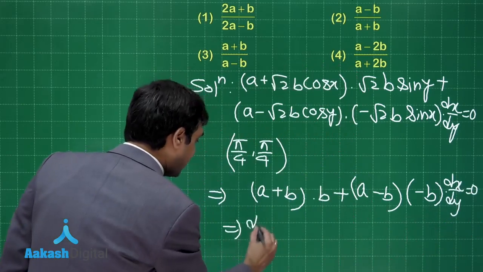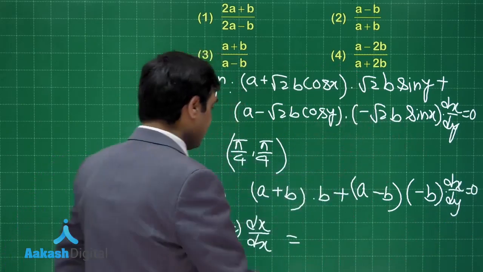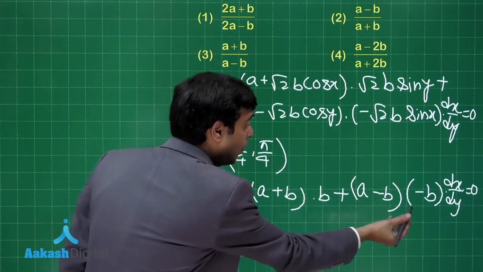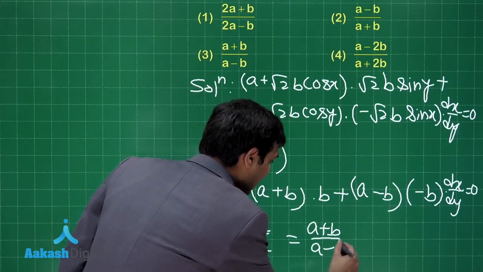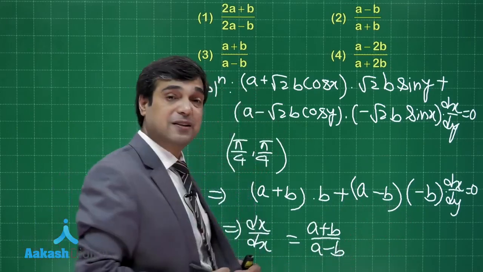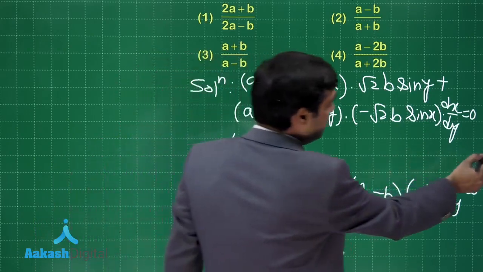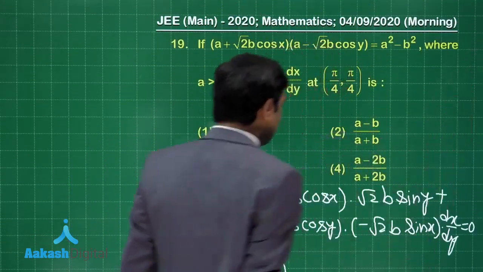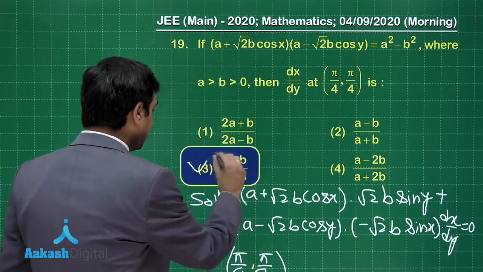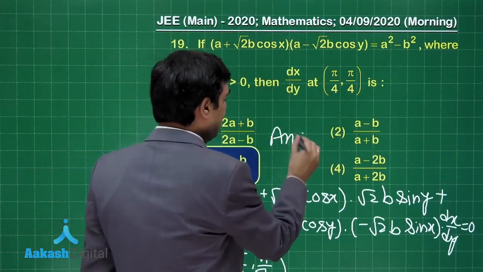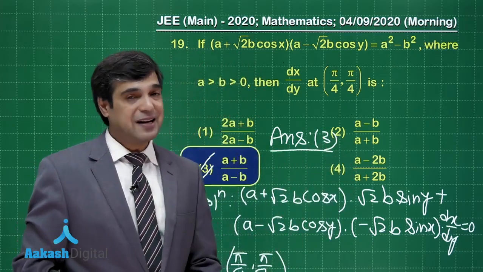So from here we can simply get dx upon dy, let's take it on the other side, is equal to b upon b cancelled. So we are left with (a plus b) upon (a minus b). So I'm sure this part is clear. Directly we can obtain dx upon dy as required in this question. So let's check out (a plus b) upon (a minus b). That is the correct answer, option number 3. So I'm sure this question is also clear. Let's take up the next one.